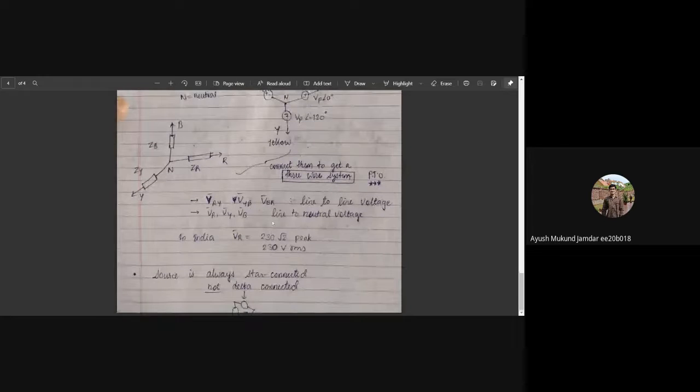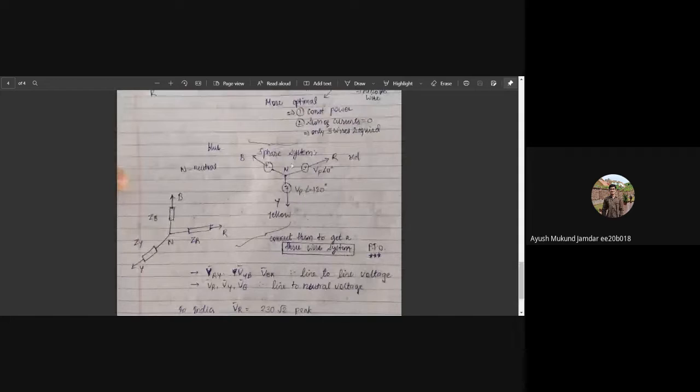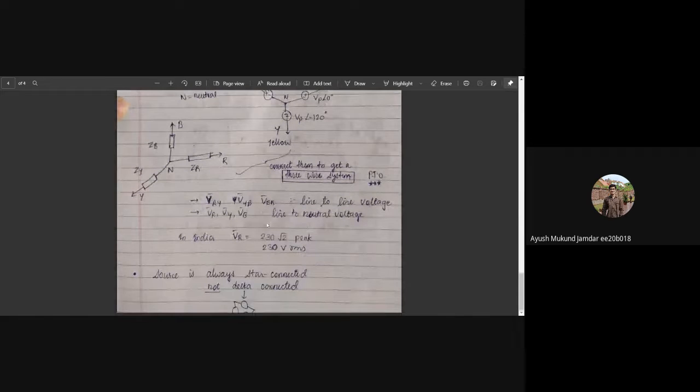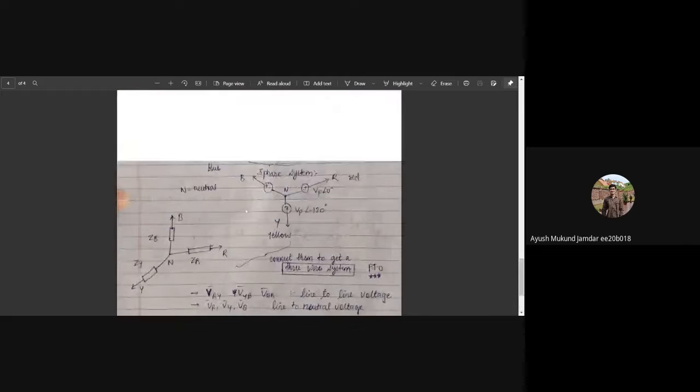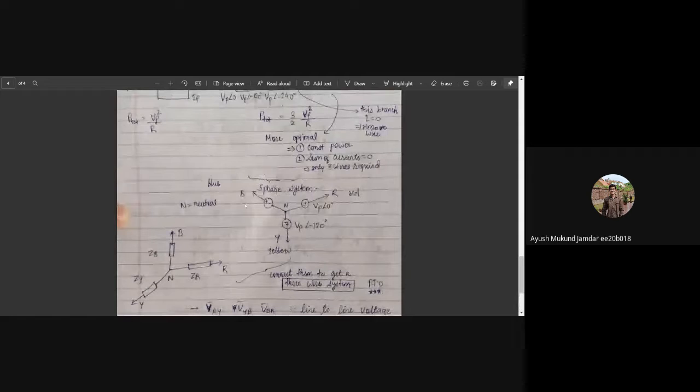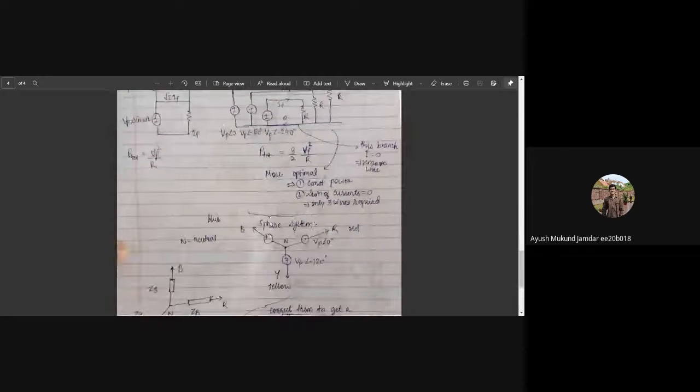And on connecting these, if it is a balanced load, we'll get a constant total power delivered to it. And this concludes the discussion of the short quick summary of this particular topic, that is the three-phase system.